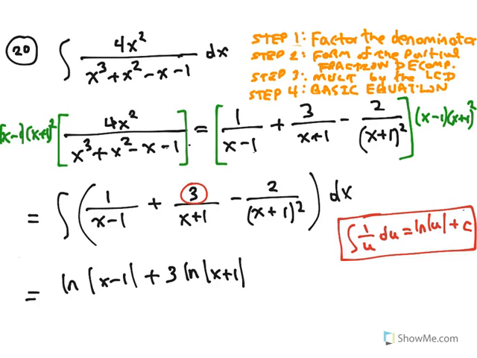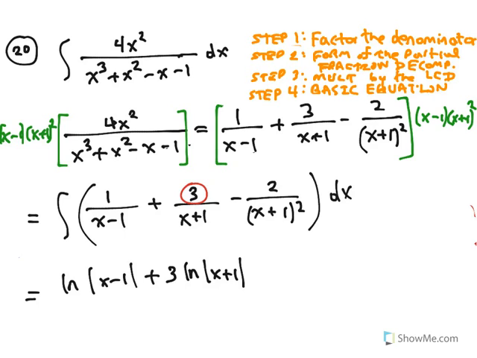And for the third partial fraction, you can do it as follows. You won't be using the log rule for integration. So you'll have minus 2 times the indefinite integral of, you can write (x plus 1) squared in the denominator as (x plus 1) to the negative 2 power in the numerator. And then you're going to use the power rule for integration, where you will add 1 to the exponent and divide by the new exponent.